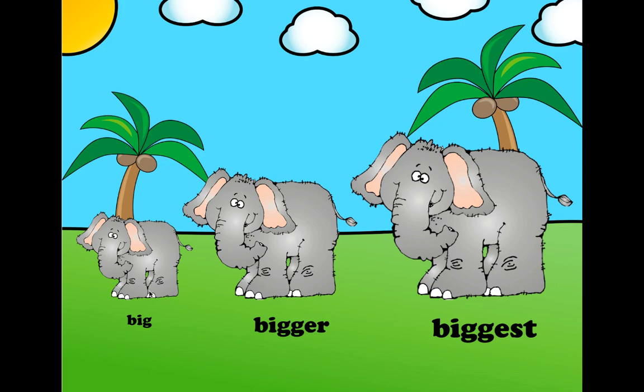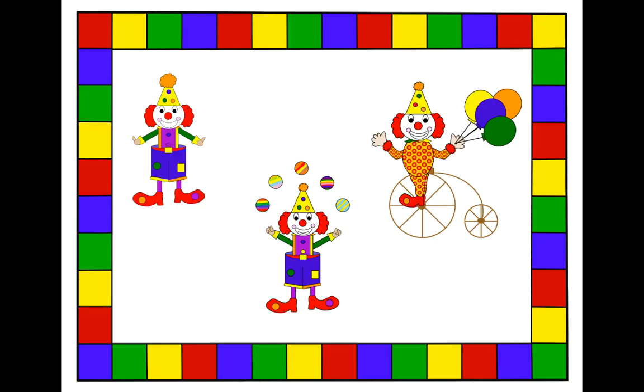Yesterday, we talked about comparing two objects. And when we just compare two objects, then we use the ER ending. When we have three or more objects that we are comparing, we use the EST ending. We're going to work on comparing three or more objects together today.